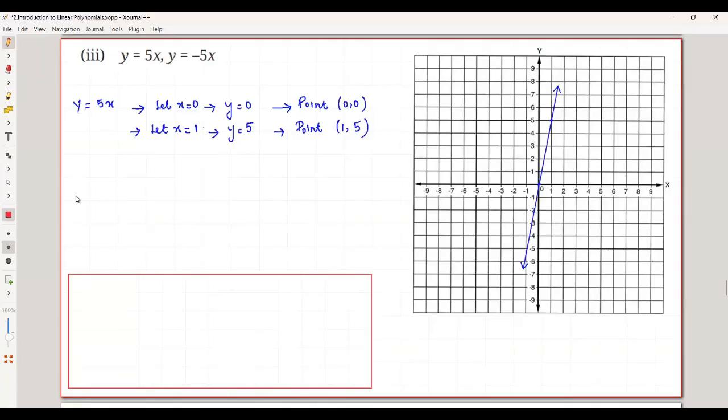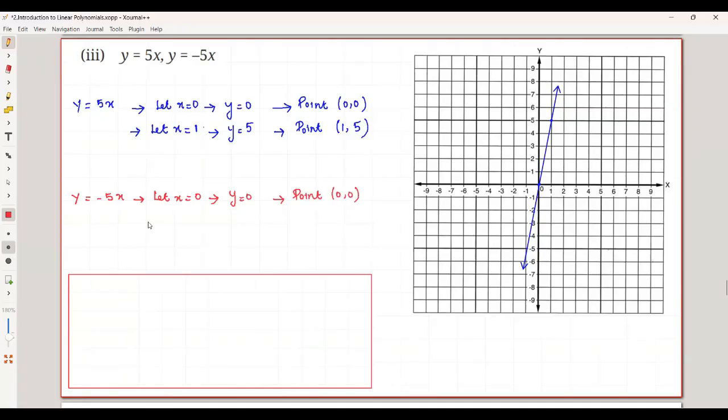Second equation: y is equal to minus 5x. First take let x is equal to 0. If x is equal to 0, y is equal to 0, because 5 into 0 is 0 only. Therefore the point will be 0 comma 0.